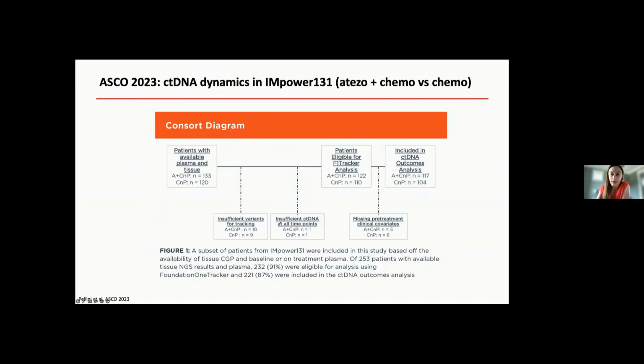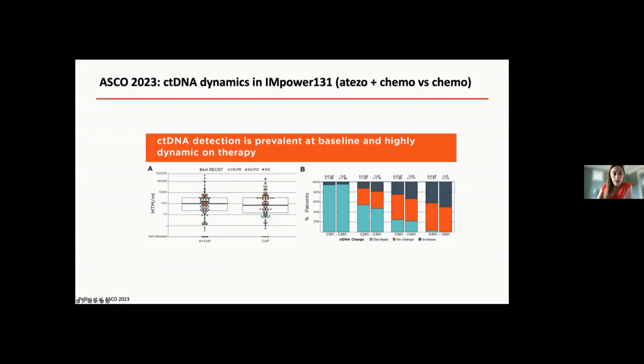So the second study that I think is of relevance that was presented at ASCO this year uses data from Empower 131. And this compared patients who were treated with atezolizumab plus chemo versus chemo alone, with comparable numbers of 117 and 104 in both arms. Here you can see their ctDNA levels and the dynamics across the different treatment cycles. Here again, this was a tumor-informed assay, and almost all patients have detectable levels at baseline. You can see that at the time of the second cycle, almost all patients had a decrease in their ctDNA.